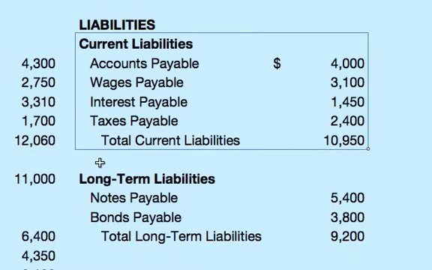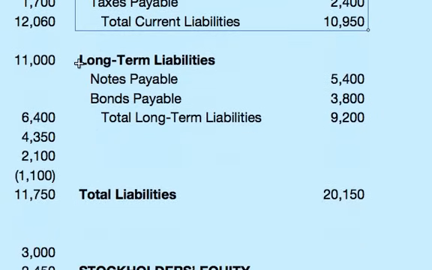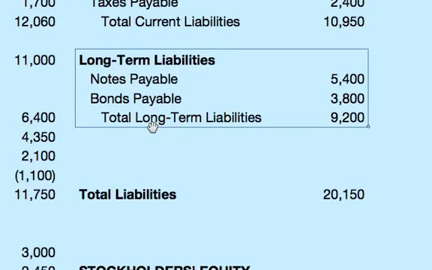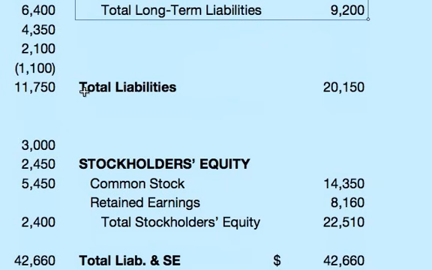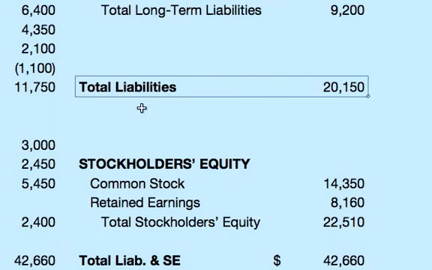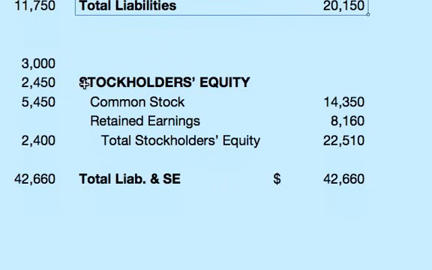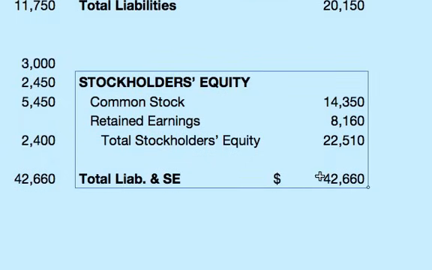satisfied within a year. And then you have long-term liabilities, which are liabilities that don't need to be satisfied within the next year. And so that's things like notes payable, bonds payable, any major loans, or just any liabilities that don't need to be paid off within the next year. So then you will total liabilities, and then you start the stockholders' equity section.